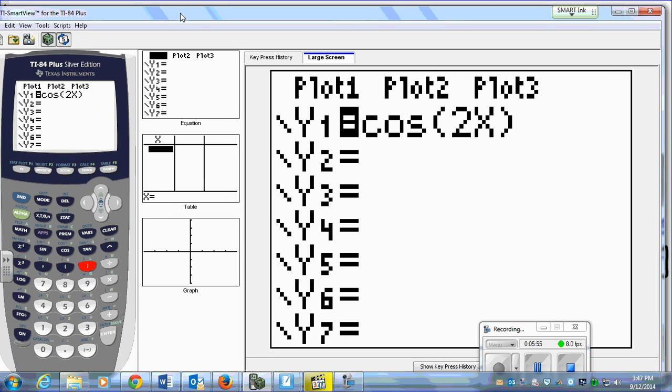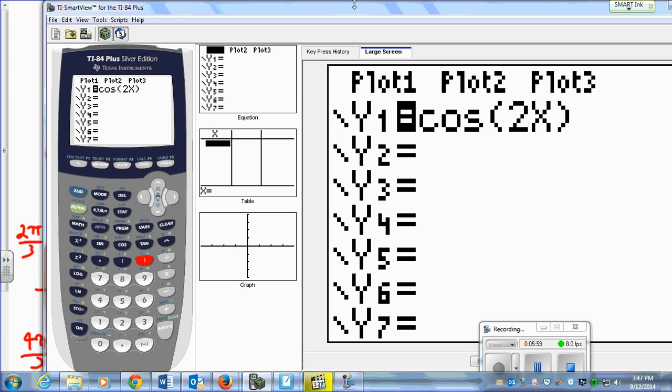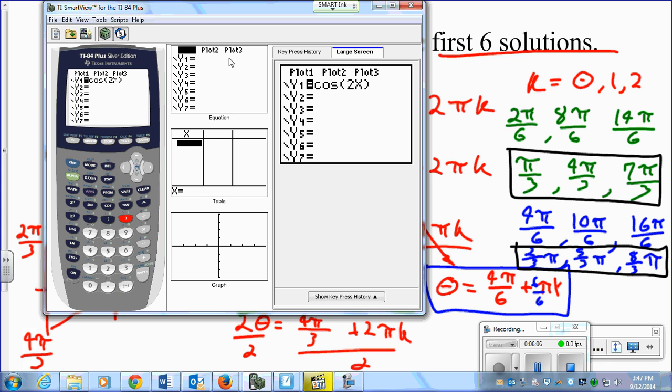Okay, let me change my view here. I get it over here.